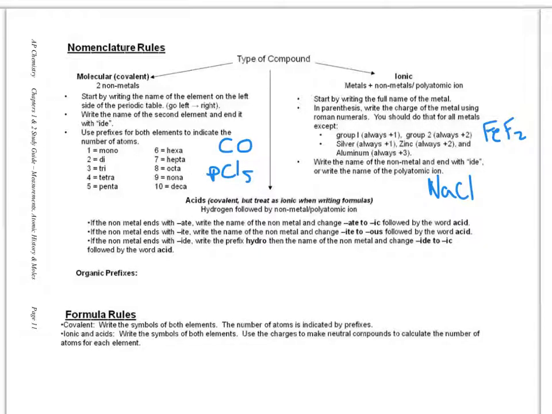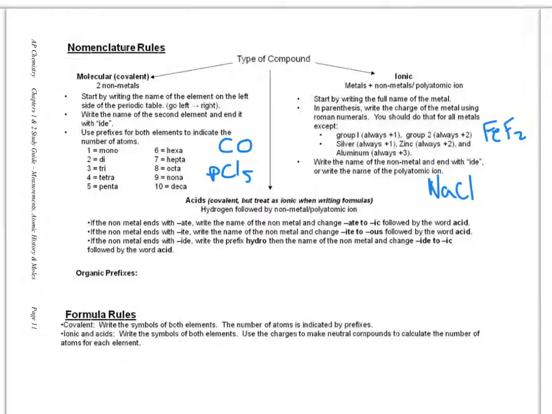For acids, they have a different way of naming. An acid is basically something that's covalently bonded, but it starts with hydrogen. And something magical happens when you put it in water. It actually ionizes. So it's covalent, but then it ionizes when you put it in water. So what you do is you look at the nonmetal end. Sometimes that's just a nonmetal, sometimes that's an anion. But you look at the part that's not the hydrogen.